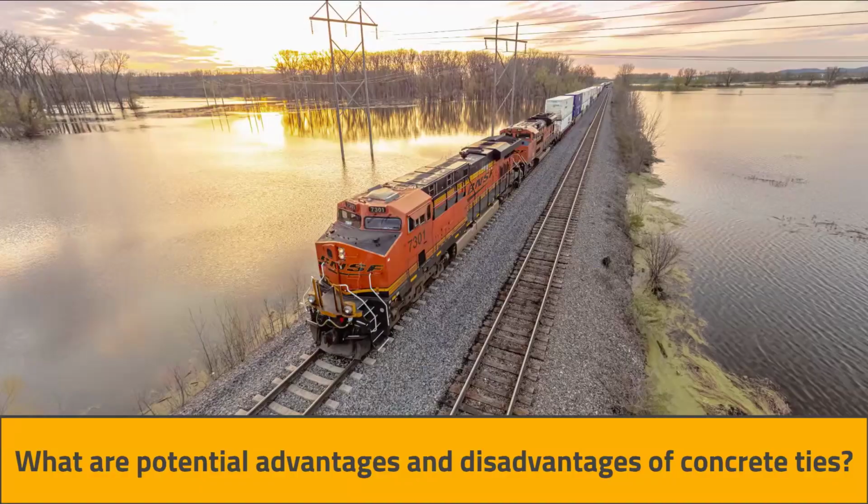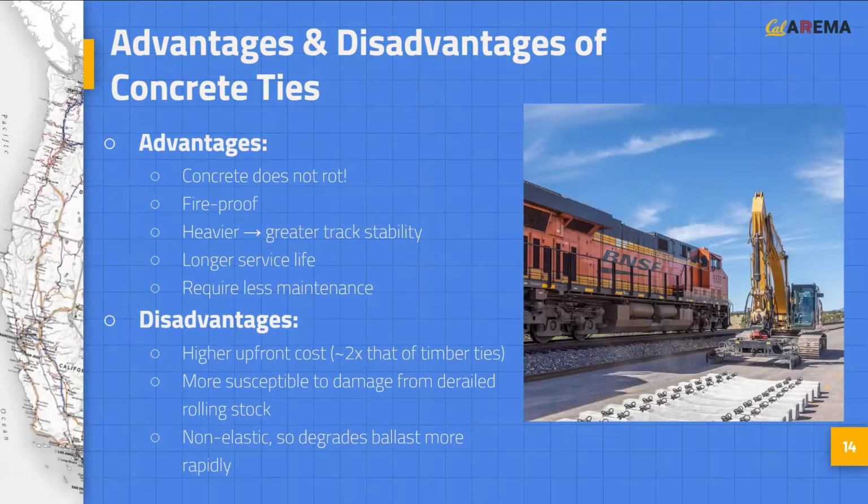So, let's take a step back and ask ourselves, what are some potential advantages and disadvantages of using concrete ties instead of timber ties? The advantages of concrete ties include that first, unlike timber ties, concrete ties do not rot. Second, concrete ties are more fire resistant than timber ties. Since concrete ties are heavier than timber ties, they also resist lateral movement and tend to maintain track geometry more effectively. Finally, in general, concrete ties are more durable than timber ties, providing for a longer service life and requiring less ongoing maintenance.